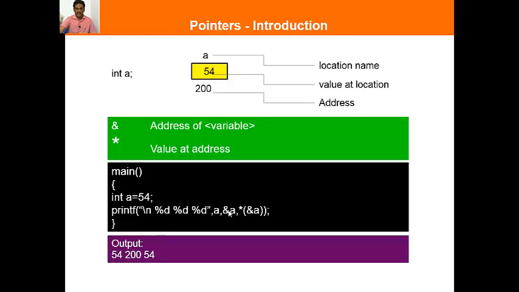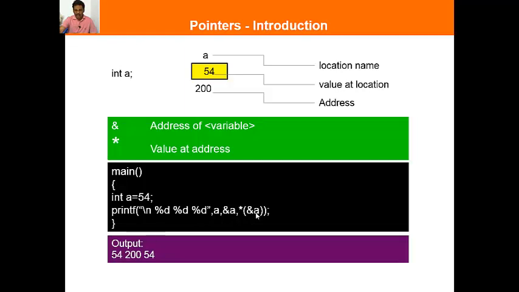Then &a. What is the meaning of the ampersand symbol? Ampersand symbol is the address of a. If we put the ampersand symbol before a, we can get the address. So &a, that address is in integer format, so we put %d. If it is a float variable, if we take the address, we must give %d as the format specification, because the address of all types of variable is in integer format. So %d and &a, what is the address of a? 200. So 200 is displayed.